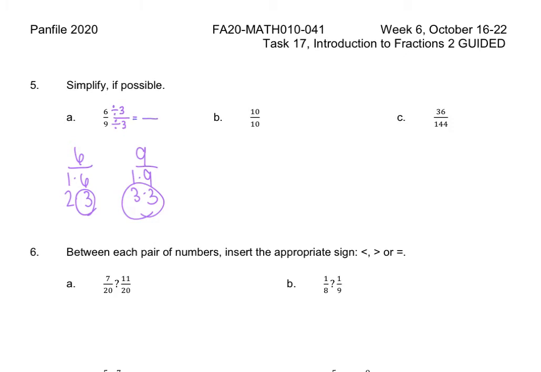And 6 divided by 3 gets you 2. And 9 divided by 3 gets you 3. And that will be your simplest form of that fraction.